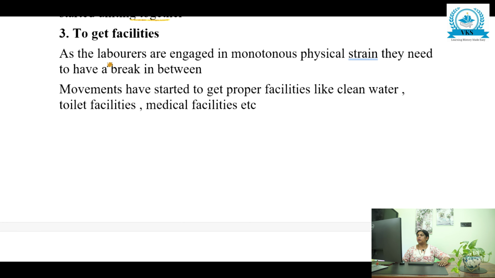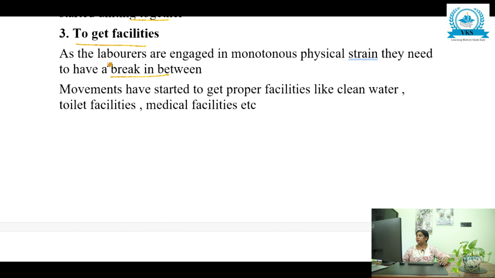Now moving to the third cause, to get facilities. As the laborers are engaged in monotonous physical strain, they need to have a break in between. They continuously do the same work. It is monotonous and physically it is a strain for them. So they need to have a break in between.